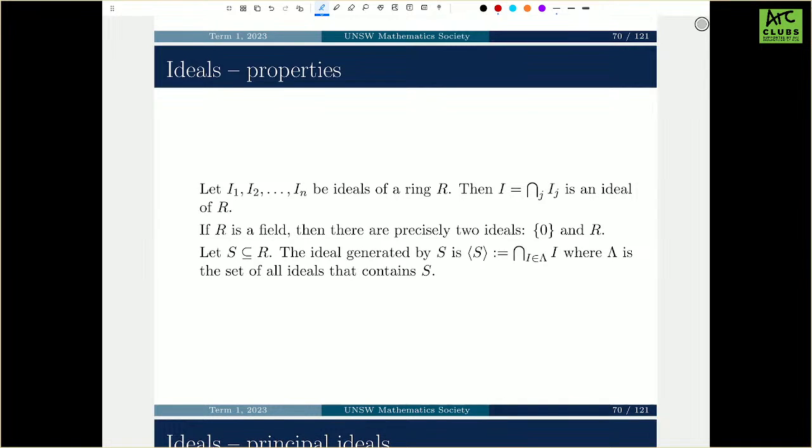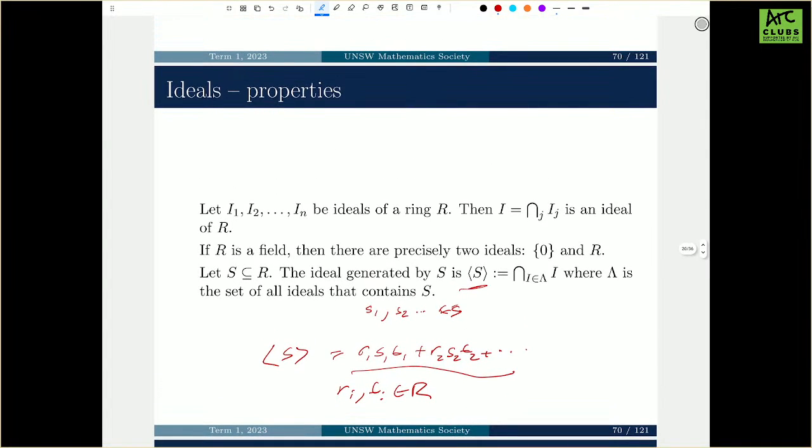Okay. Let S be a subset of R. The ideal generated by S, I've already used this notation, but the ideal generated by S is the intersection of all ideals containing S. So it's in some sense the smallest ideal containing S. And if we have s1, s2, etc. in S, well then angle brackets S is just all combinations of this form: r1 s1 t1 plus r2 s2 t2 plus so on, where s1, s2, etc. are in S and the ri, ti are just in R. So it almost looks like just linear combinations of this form.